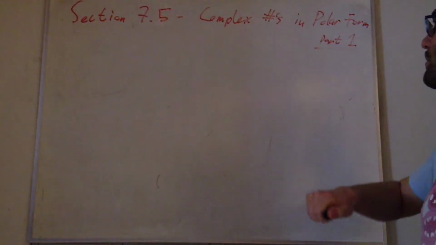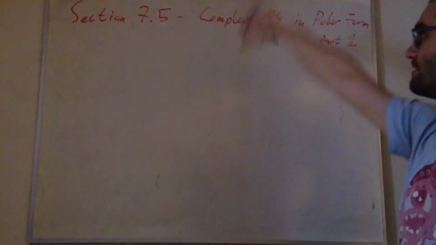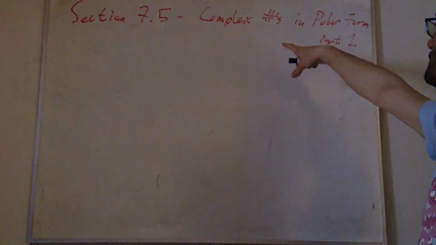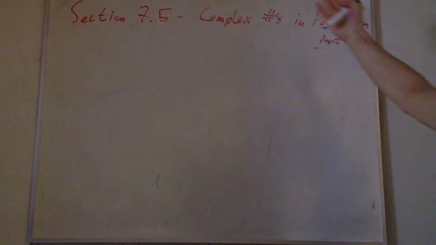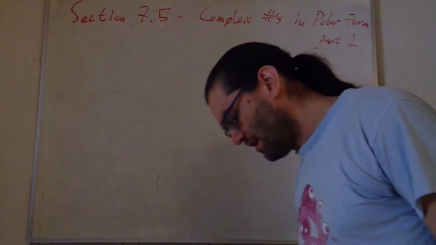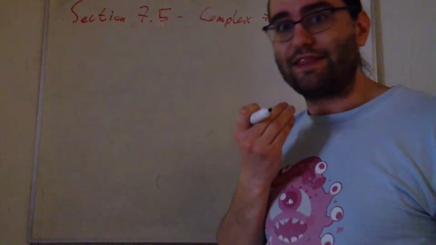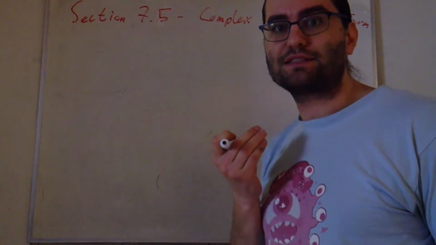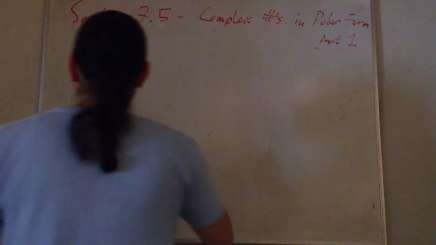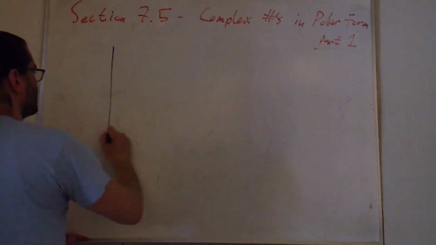The section that we're working on right now is section 7.5. We're doing complex numbers in polar form. This is part one. So first let's talk about the complex plane. I'm going to start by drawing some coordinate axes.